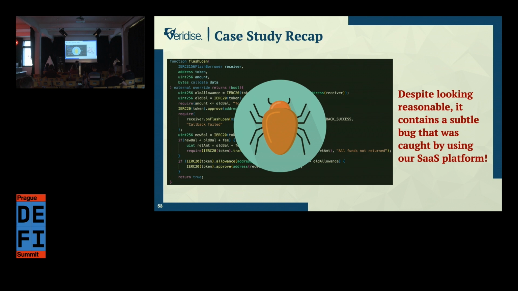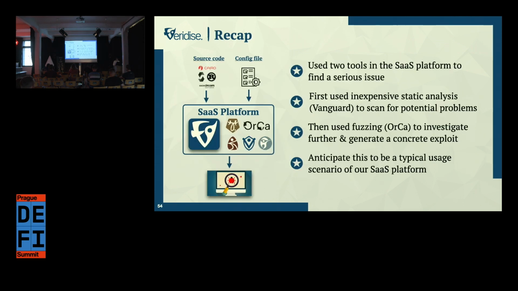All right, so despite looking reasonable, this contract contained a subtle bug that was caught by our SaaS platform. And just a recap of what we did today. So we started by using two tools in the SaaS platform to find this serious issue. And first, we used this inexpensive static analysis tool called Vanguard to scan for potential problems. And then we used a fuzzing tool called Orca to investigate further and generate a concrete exploit. Right, so we anticipate that this will be a typical usage for our SaaS platform in the future.